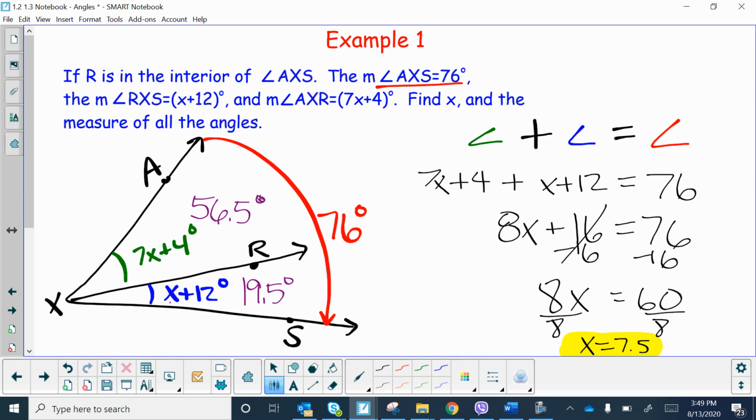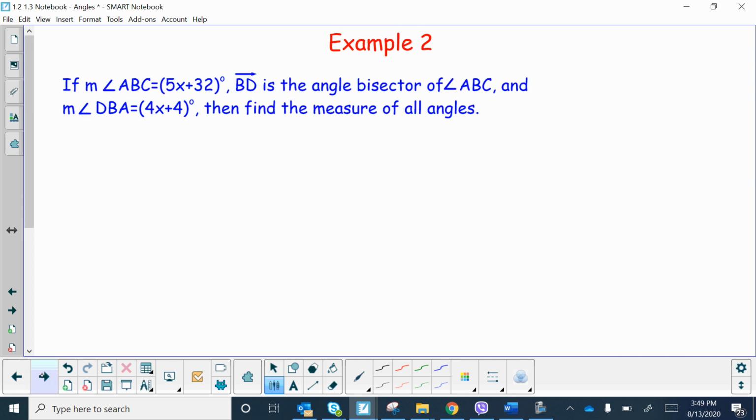So that's how we're using angle addition. Let's try this next one. It says if angle ABC is 5x plus 32 and ray BD is the angle bisector of angle ABC. So let's draw that picture right here. I'm going to draw a really big picture.